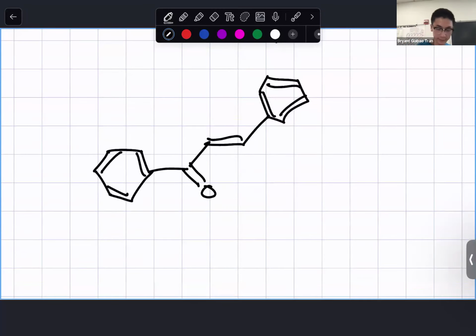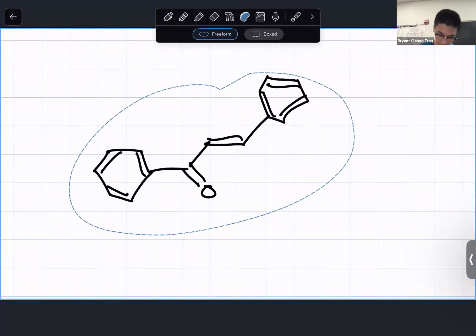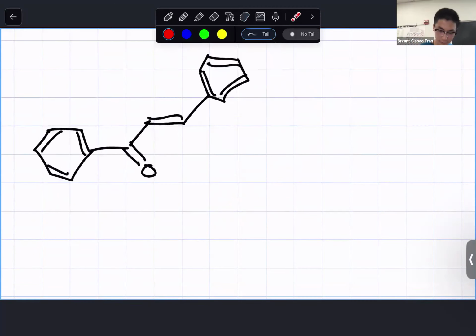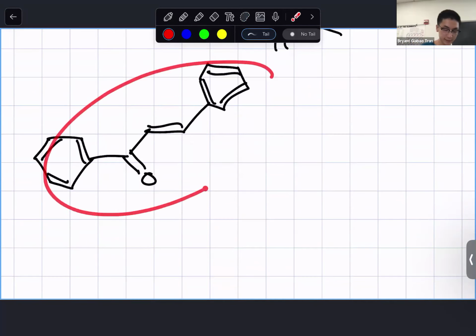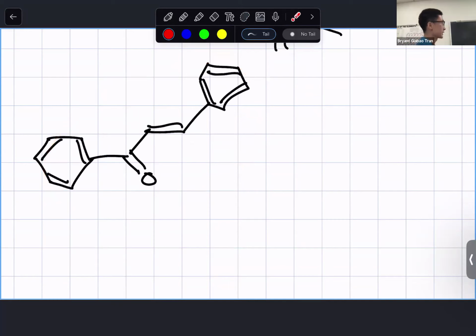Try predicting the carbonyl in basic conditions that would create this alpha beta unsaturated carbonyl from an Aldol reaction.